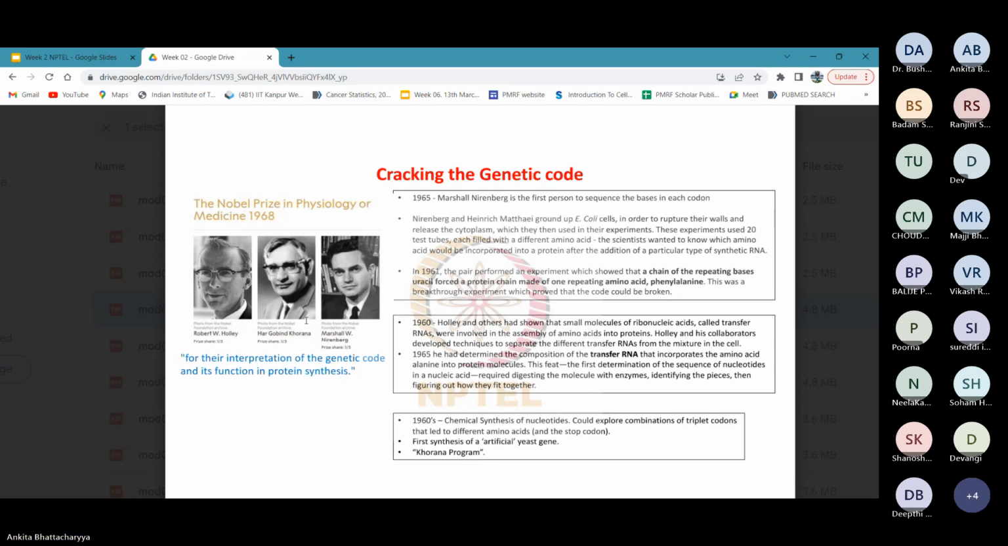So this was a laborious experiment when they performed all possible combinations to find out what exactly is happening, and ultimately they were able to understand that these are each of the different sequences that are being encoded for by each of the triplet codons. So this was the landmark experiment by Marshall Nirenberg.